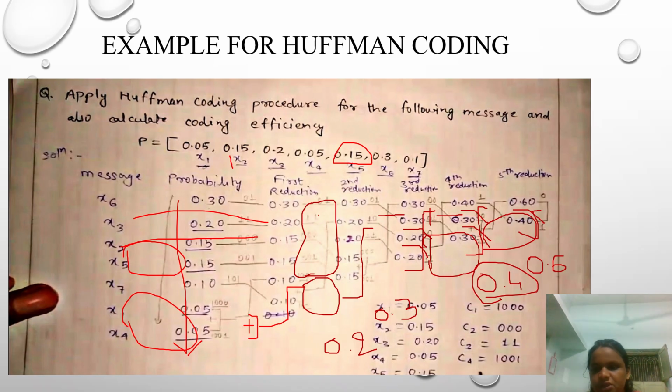This is the last reduction, and we get the total sum 0.6 plus 0.4 gives rise to 1, which is the correct position. If we do not get the sum as 1, it means the problem we did is wrong. This is the basic assumption. If at the last reduction we get the sum as 1, it means we did the problem in the correct order.